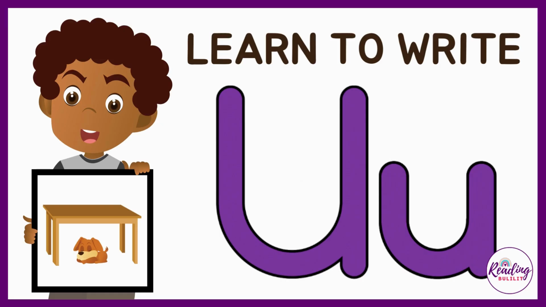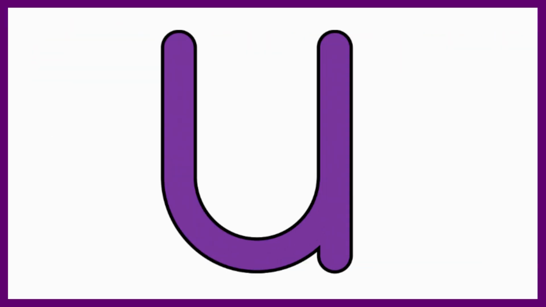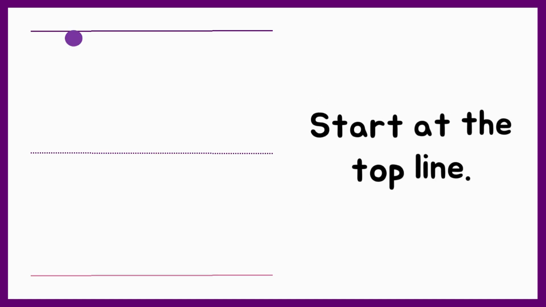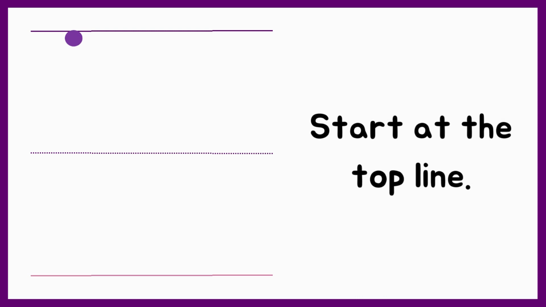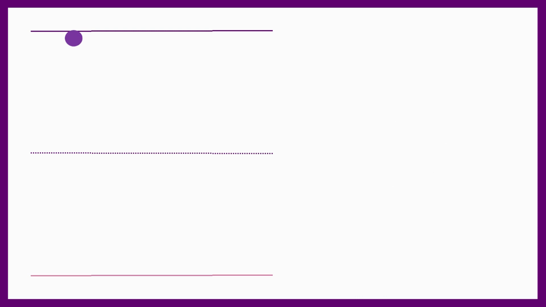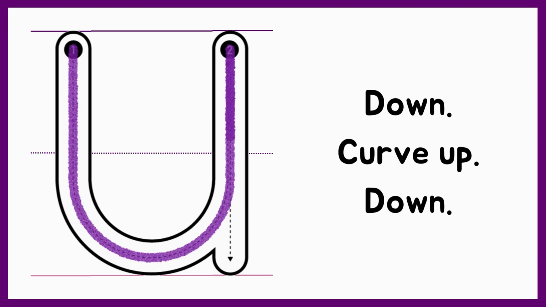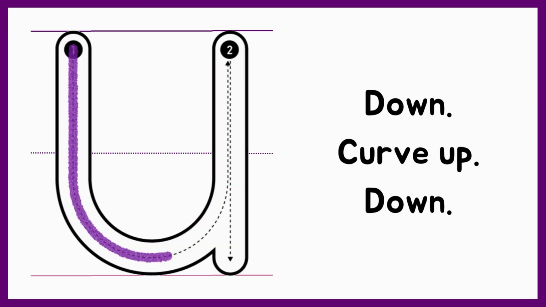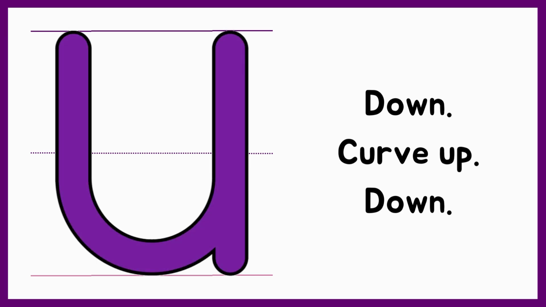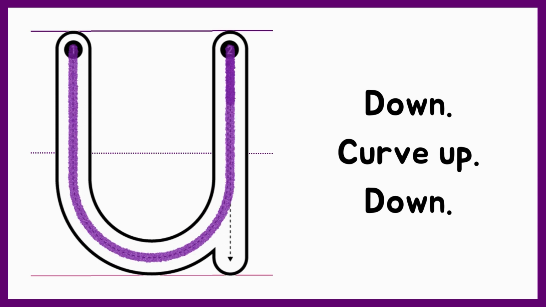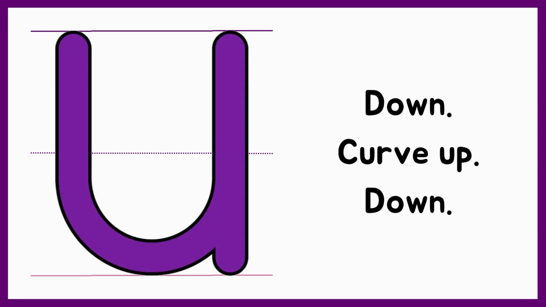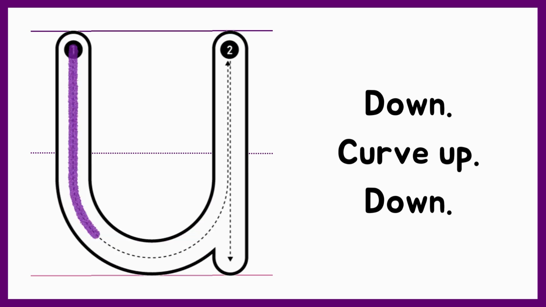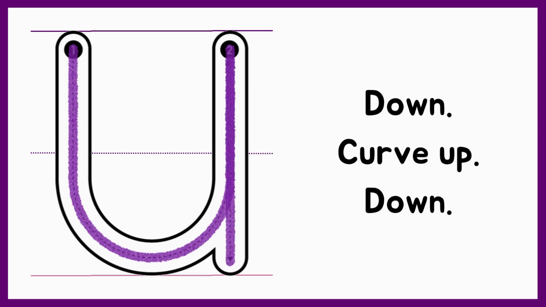Let's learn how to write the letter U. Let's begin with the uppercase or big U. To write the uppercase U, we start at the top line. Down, curve up, down. Let's try that again. Down, curve up, down. Now you try. Let's check. Down, curve up, down.